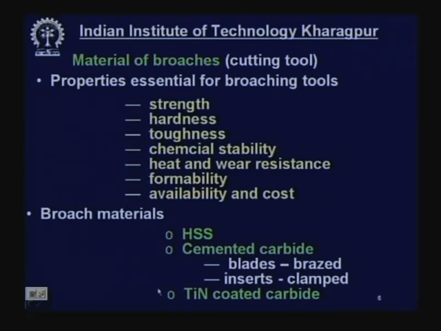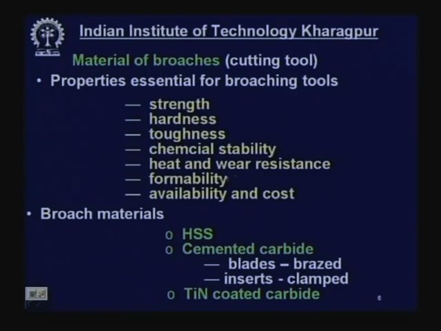Formability, yes, formability. The material should be such, especially in the case of a broach, because a broach is a very complex, integral shape of cutting tool which is very difficult to manufacture. So, it has to be made of a material which can be easily machined, ground, cut, hardened and so on. That kind of material has to be taken, so that formability is there. Availability, it should be available in plenty and cost should be reasonably low.